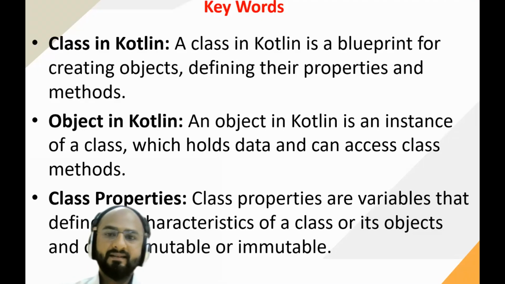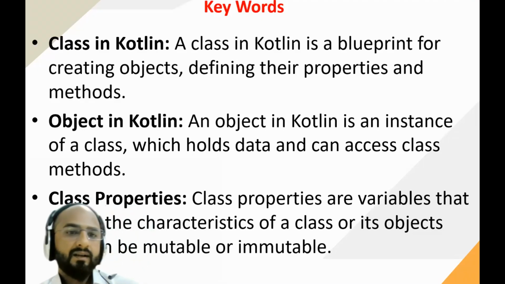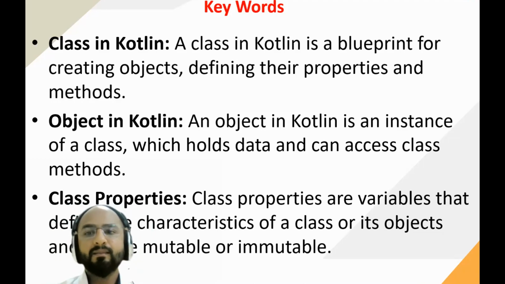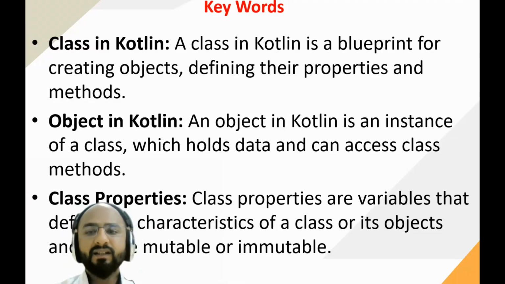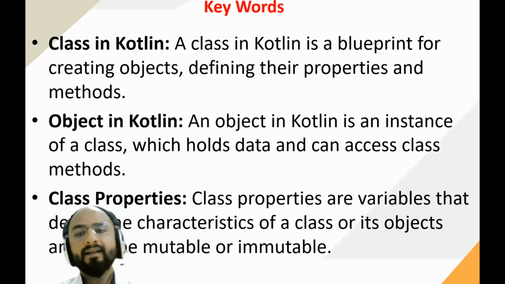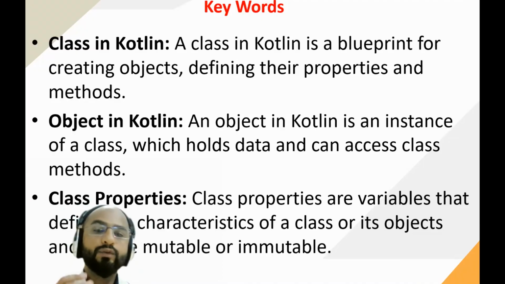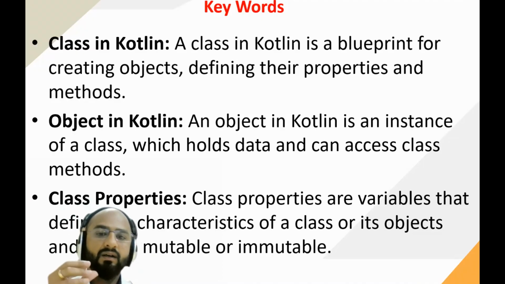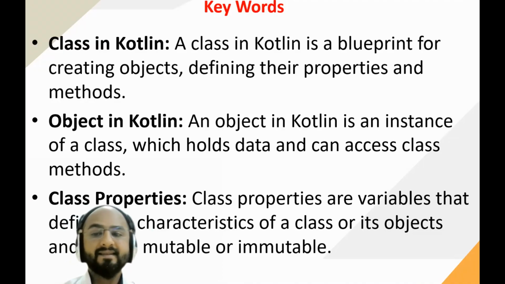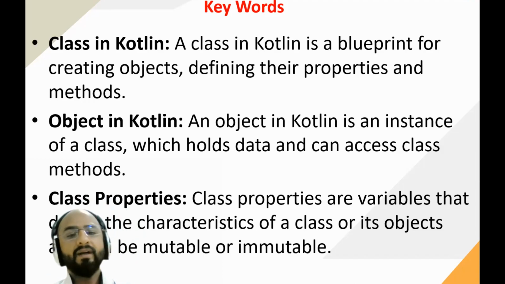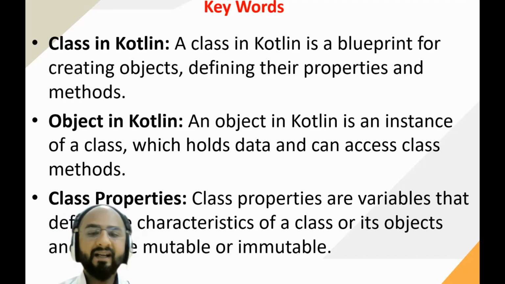Now let's discuss some keywords about this unit. What is a class? A class in Kotlin is a blueprint of the object defining its properties and methods. What is an object? An object in Kotlin is an instance of a class which holds data and can access the class methods. So by using that object, you can access the properties and assign values to the particular object. It means it is storing some data and can access the class methods. By using an object, you can access the methods of that class. Class properties. Class properties are variables. They define the characteristics of a class.